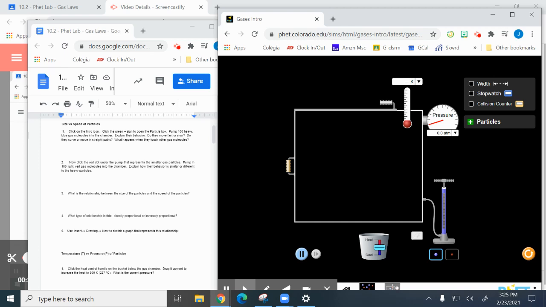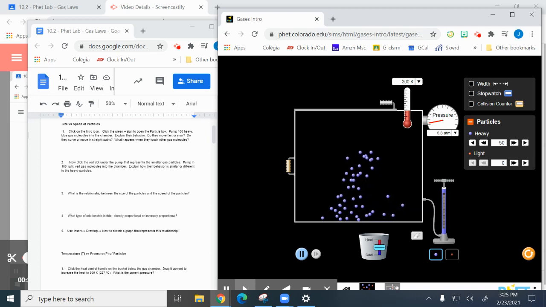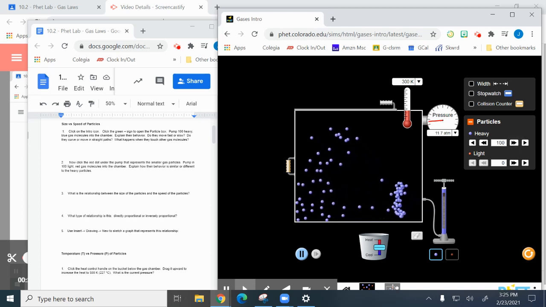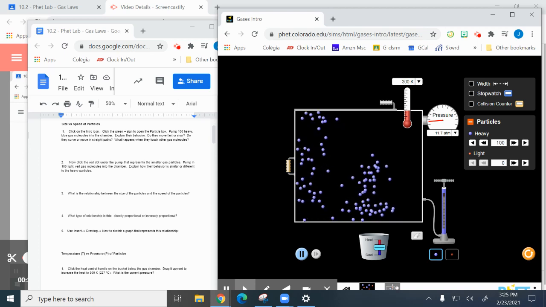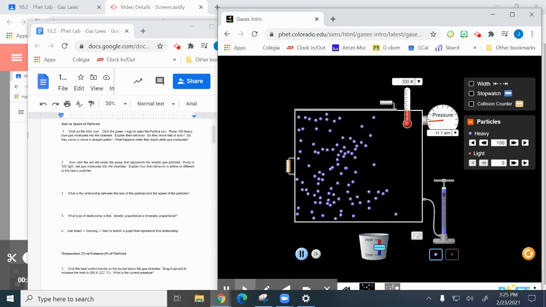Pump 100 heavy blue gas molecules into the chamber. So we select blue ones, and then this button here, add particles. I don't remember what these buttons do. That's 50, so the double arrow is 50. Probably the single arrow is 1 or 10. So there's 100. We just pumped 100 blue molecules into the chamber.